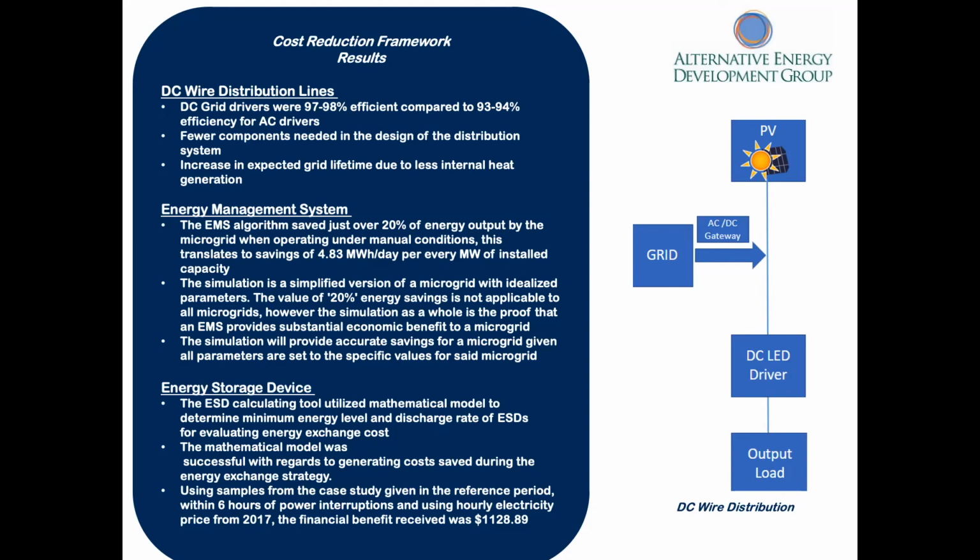Using our developed MATLAB algorithm, within 6 hours of power interruptions and hourly electricity prices from 2017, the financial benefit was calculated to be $1,128.89 per year. Overall, our cost reduction framework proved to be effective, and we fulfilled our goal in satisfying the needs of the consumer and the requirements of the project.